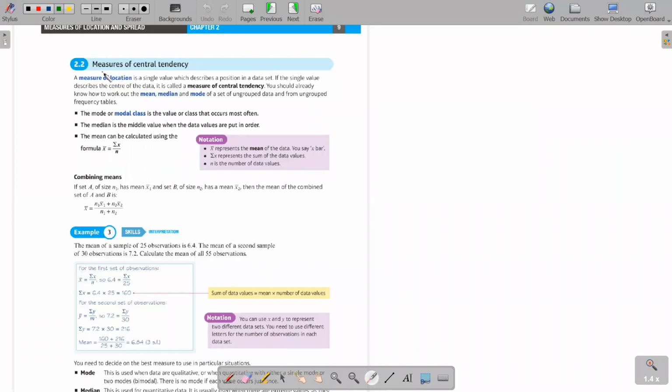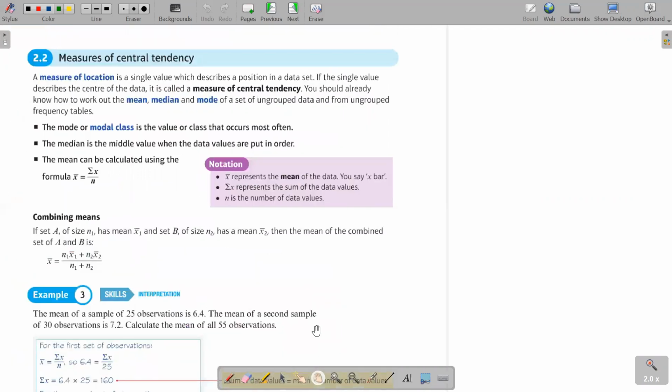Okay, so next we move to the second part of this lesson, measures of central tendency. A measure of location is a single value which describes a position in a data set. So a measure of location is a single value which describes the position where it is located. If the single value describes the center of the data, it is called a measure of central tendency.